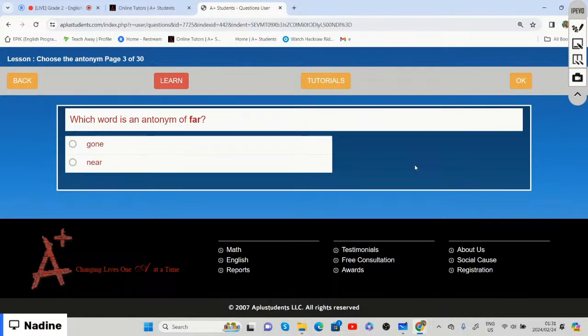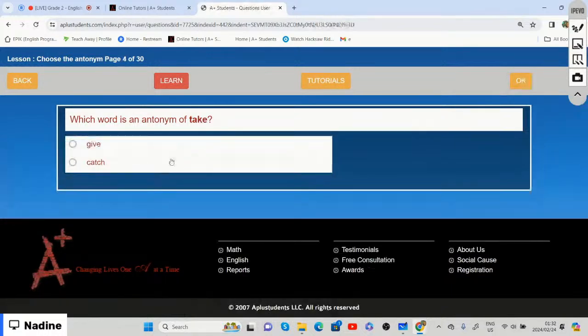The opposite of far. If something is very far, the opposite of being far is what? Is it gone or is it near? Gone or near? Yes. And the opposite of far is near. And near is correct.